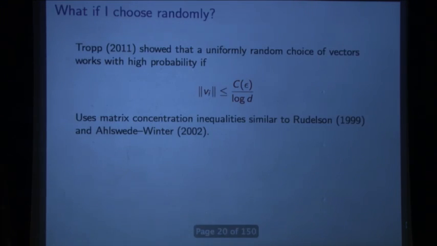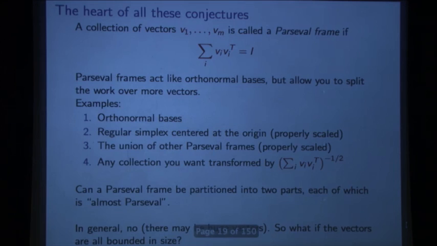So when you say bounded size, are we talking about the norm of the vectors? The norm of the vectors, yes. Relative to dimension. Because the example you gave, the orthonormal basis, has norms equal to 1. So you could ask relative to the dimension, and we'll see that.